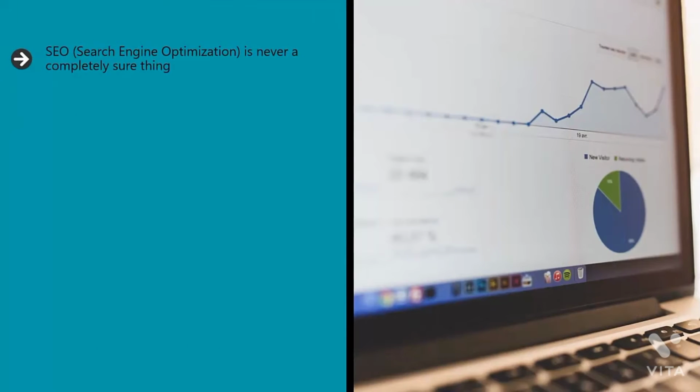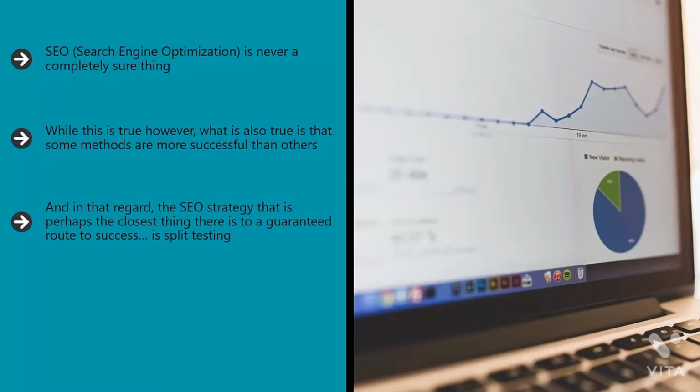Introduction. SEO, search engine optimization, is never a completely sure thing. If a company claims that it can guarantee to get you to the top spot in the SERPs, search engine results pages, for any given keyword, you should run a mile. They're blowing smoke. While this is true, however, what is also true is that some methods are more successful than others, and some are more of a sure thing than others.